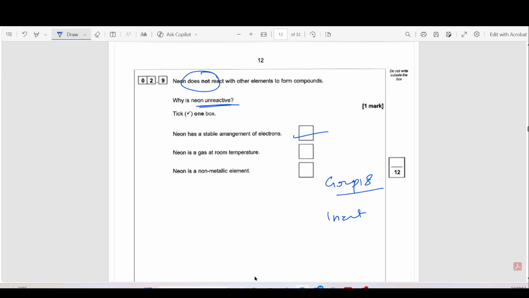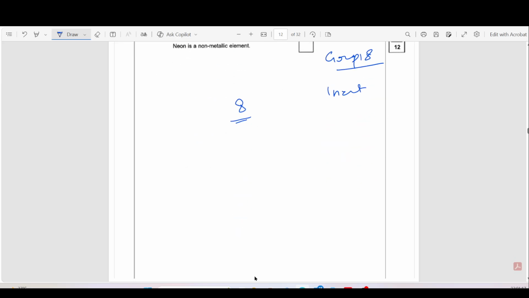they have a full outer shell of electrons. So neon has a full outer shell, that means it has 8 electrons in its valence shell, which is full. And the full octet shows a stable structure. Stable means it does not need to gain or lose electrons or share to form bonds. That's why it is unreactive, because it has a stable arrangement of electrons.